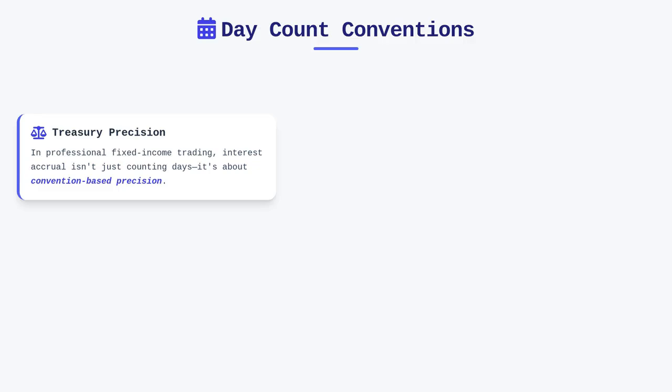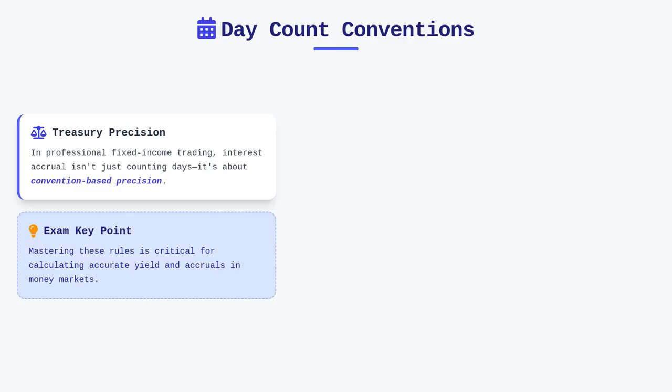In the world of professional treasury and fixed income trading, the passage of time is rarely as straightforward as simply counting calendar days. Financial instruments rely on established day count conventions to determine how interest accrues, which introduces a layer of convention-based precision that you must master for the exam.